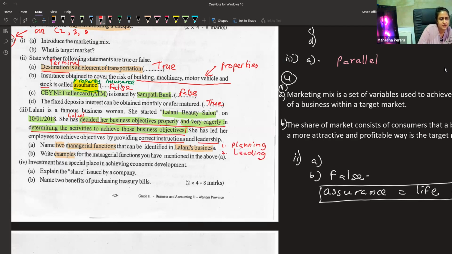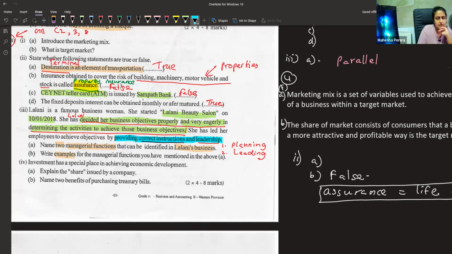Then for the example you have to write these words. Lalani providing correct instructions and leadership to the employees. Complete. Lalani provides correct instructions and leadership to her employees.